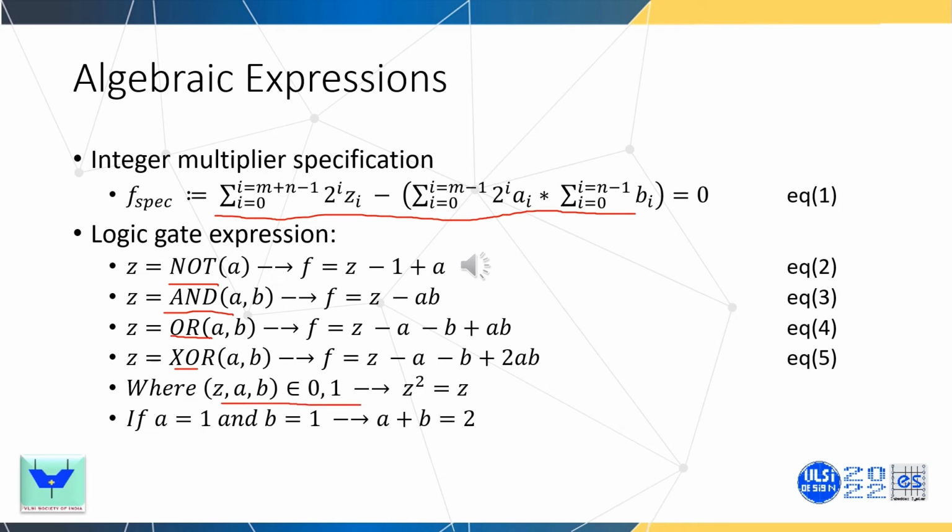Since the expressions are in algebraic form, the addition and subtraction are performed according to simple algebraic calculation, not according to Boolean algebra. Now I would like to discuss how we can use these algebraic equations to identify the correctness of a circuit. Moving to the next slide.